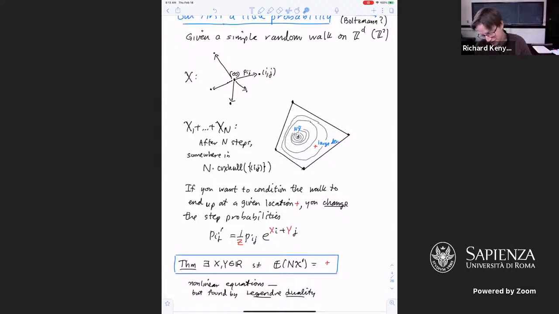Okay. All you need to do is write down the expectation as a function of X and Y. Unfortunately, you get some sort of nonlinear equations to solve for X and Y as a function of the desired destination. But there's a certain Legendre duality technique which will allow you to solve that. So essentially, even though it's a nonlinear equation, you can solve it by minimizing some convex function.